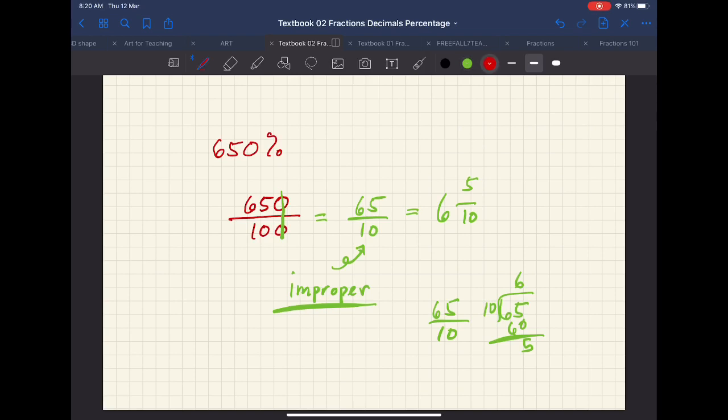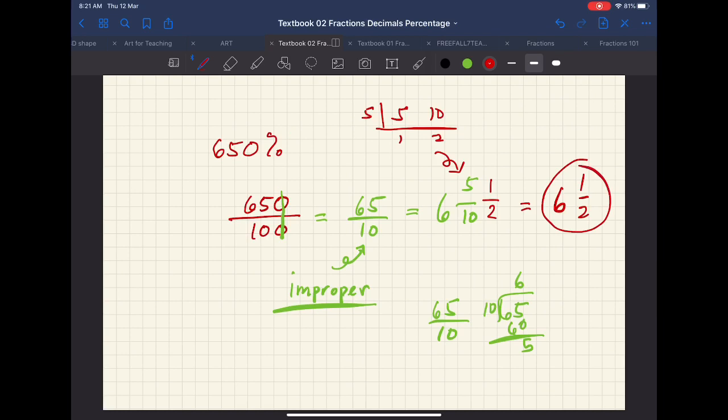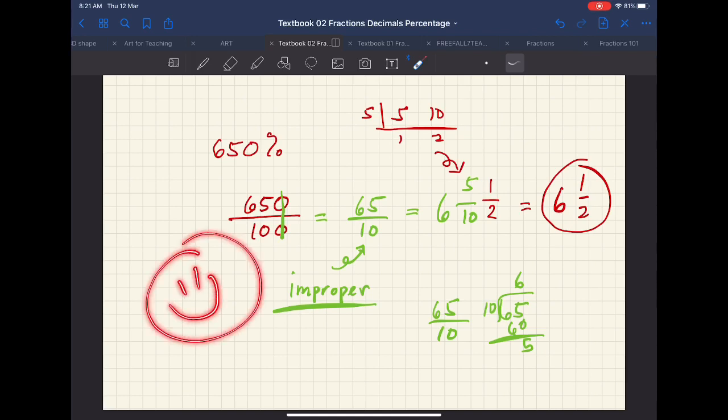And then what do you do with this one? So 5 and 10, okay, common factor is 5, 1 and 2. So this becomes 1/2. So the final answer is 6 and 1/2. Okay, it becomes a mixed number. Okay, so hopefully this helps you solve 4.4. Okay, bye bye.